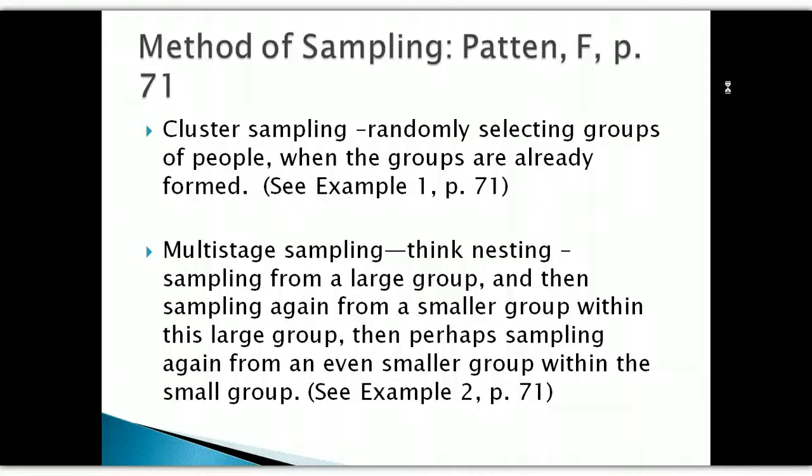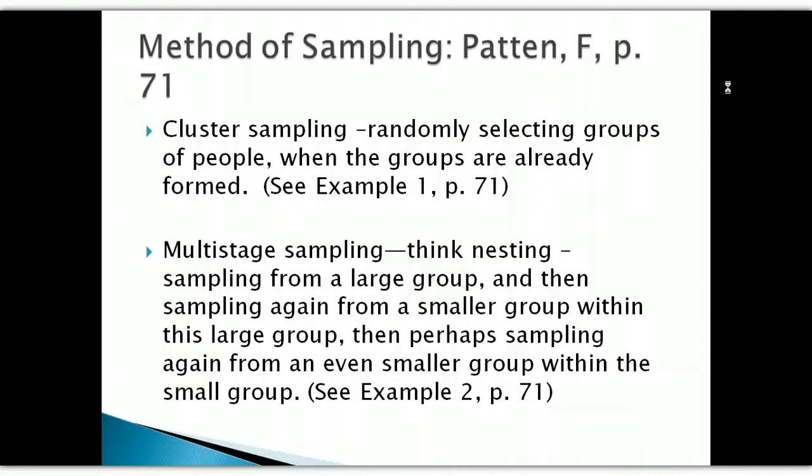Also, multi-stage sampling is just what it says. Think about it in terms of nesting or a pyramid format. You're writing first about sampling from a large group, and then after you've sampled from that large group, how are you going to sample again from the smaller group that was part of that large group? And then you may want to sample again from the smaller group to end up with an even smaller group. So in other words, you go from larger to smaller groups, and you're sampling from each group to get a smaller and smaller and smaller sample size.